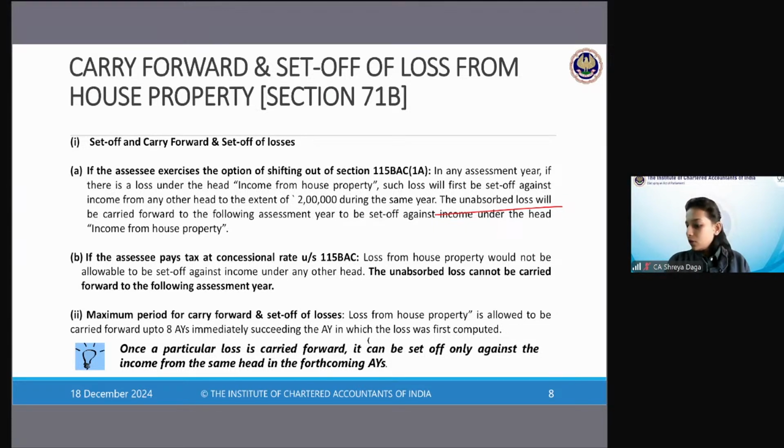And once a particular 2 lakh for each previous year. Yes, because you need it. Why are you saying each previous year? You have a loss of 5 lakhs today. Whether you will set off 5 lakhs or 2 lakhs against any other head is relevant only to this year, no? What you can't set off against any other head will be carried forward to the next year, but only to be set off against income from house property.